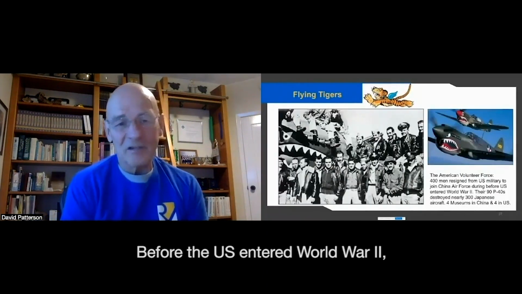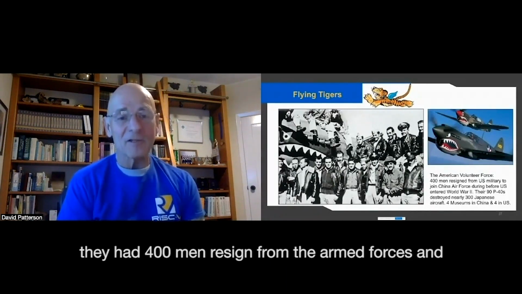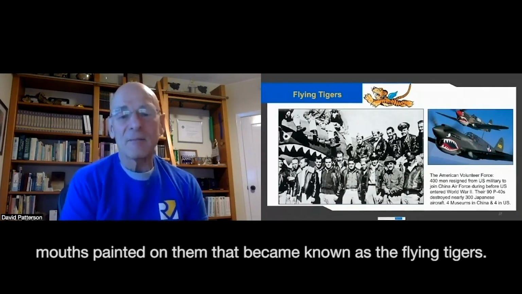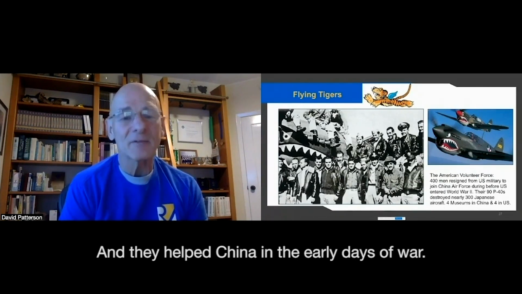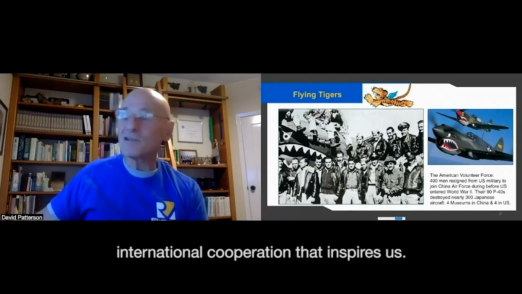Before the US entered World War II, they had 400 men resign from the armed forces and join the Chinese Air Force, and they flew these P-40 airplanes that had the mouth painted on them that became known as the Flying Tigers, and they helped China in the early days of war. So I think this is an example of international cooperation that inspires us.